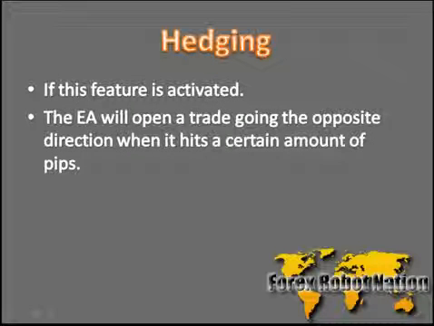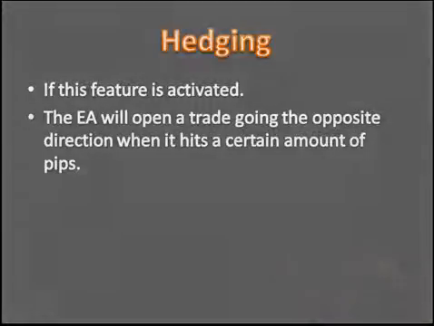So let's get started. First is hedging. This is real simple. When the EA is opened and this is activated, what happens is you can set it to 20 pips, for example. When the EA hits 20 pips, it will open a trade in the other direction, and that's if it's only a losing trade, of course. So it will hedge your bets.